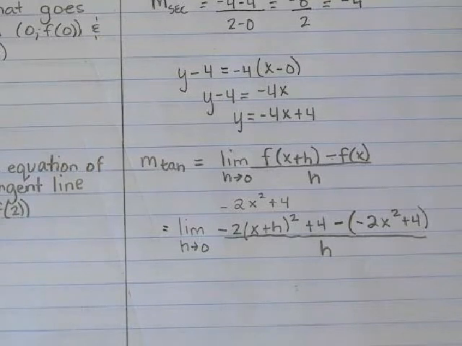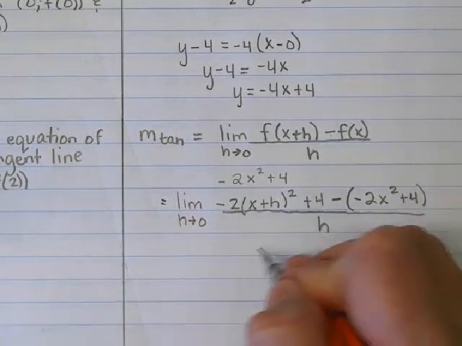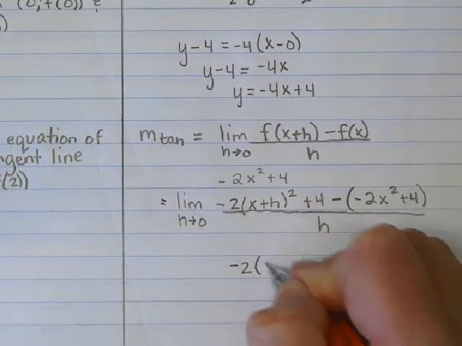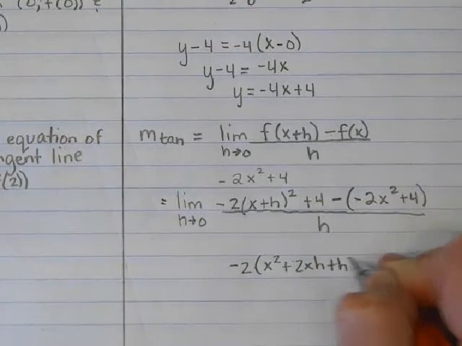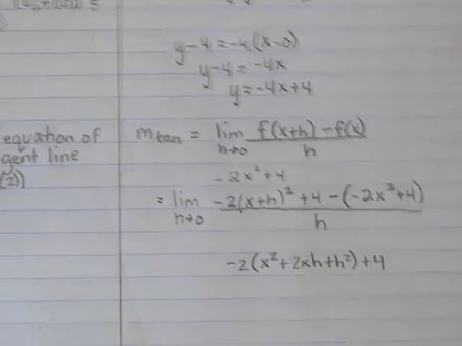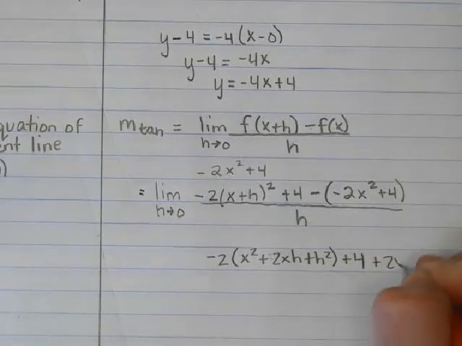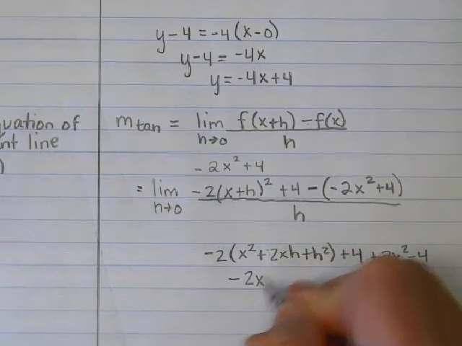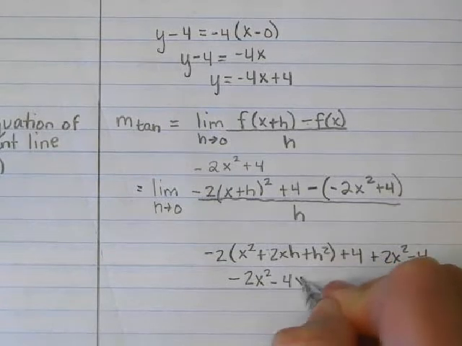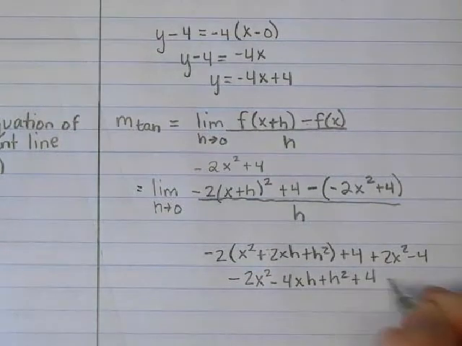Okay, so now I'm going to do some algebra. I'm just going to work on the top, so I'm going to leave that alone. I'm not going to have that here because I'm just doing some algebra. Okay, so I have -2 times x squared plus 2xh plus h squared, plus 4, plus 2x squared minus 4. Okay, so that's -2x squared minus 4xh plus h squared plus 4.